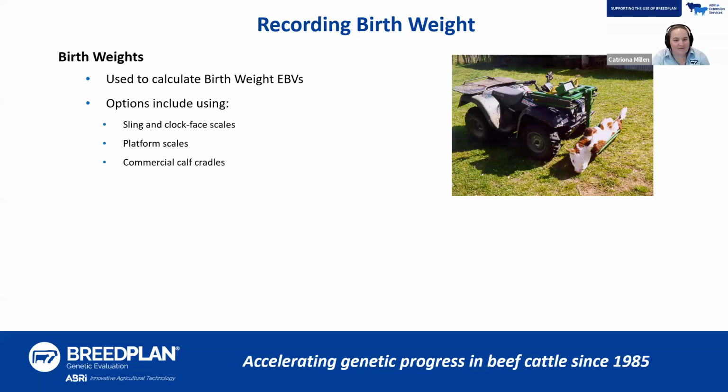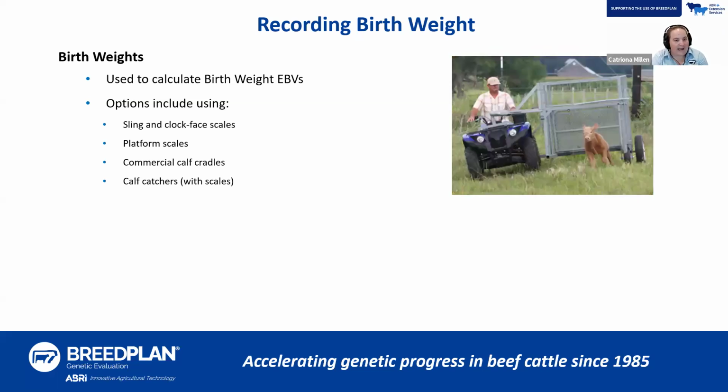Also commercial calf cradles like the one you see here attached to the front of the quad bike. We've seen these come into Australia in the last, I'm going to say, 7 or 8 years. These are calf catchers with scales, where you essentially capture the calf in a little mobile pen and record it in there.